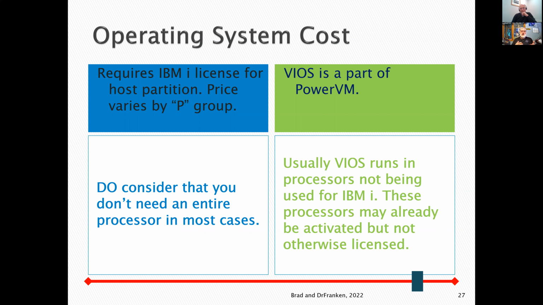IBM i today has a license per processor. And so if you're running IBM i as your host, then IBM i needs to be licensed. The price does vary by P group, as we all know. But you don't need a whole processor. Of course, that's going to depend again on how many guest partitions and how much work that thing needs to do in order to host your partition. So there is a cost potentially on the IBM i side.